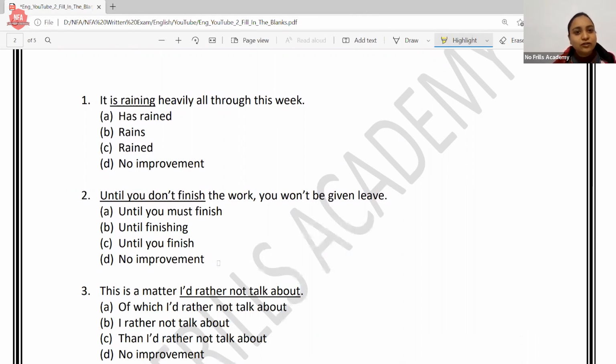It is raining heavily all through this week. Has rained, rains, rained, no improvement. Next, until you don't finish the work, you won't be given a leave. Until you must finish, until finishing, until you finish, no improvement. Next, this is a matter of which I would rather not talk about. I rather not talk about, then I would rather not talk about, no improvement.